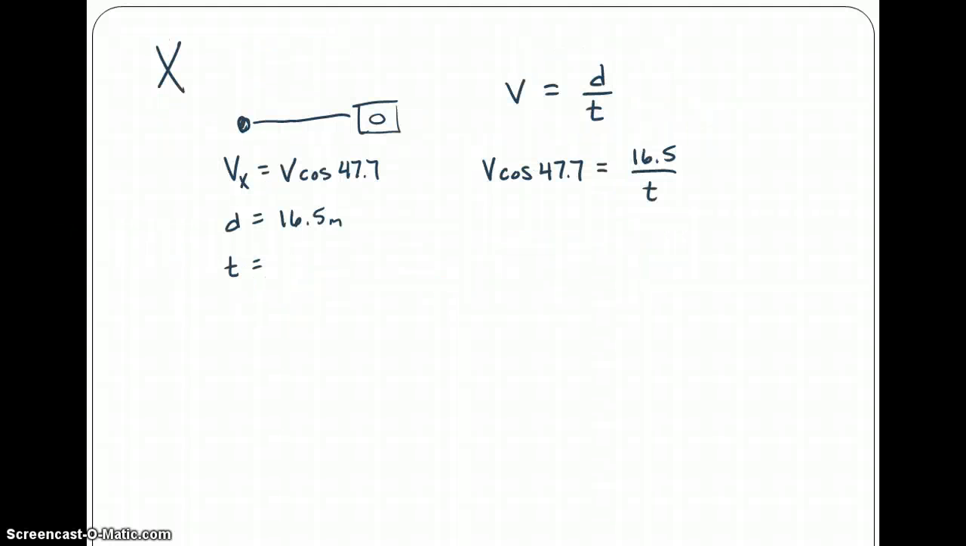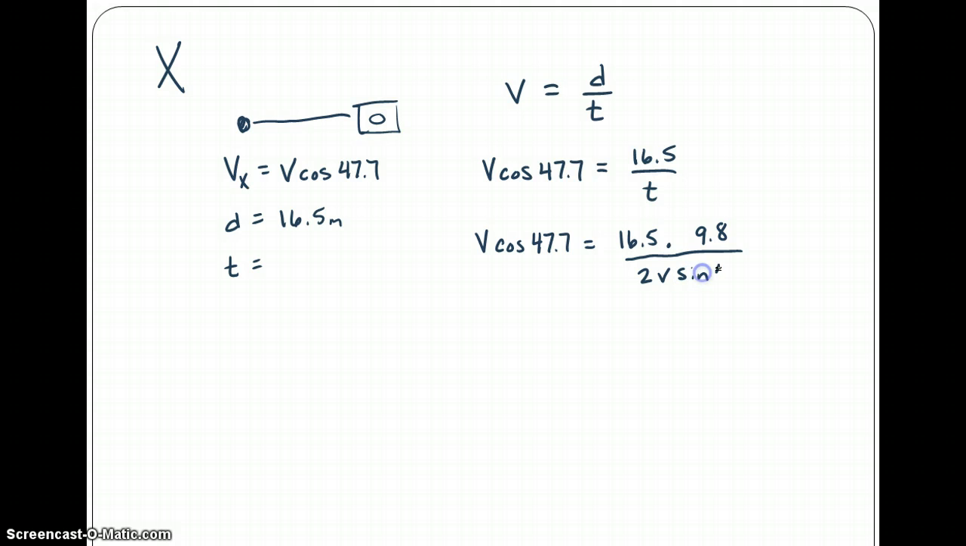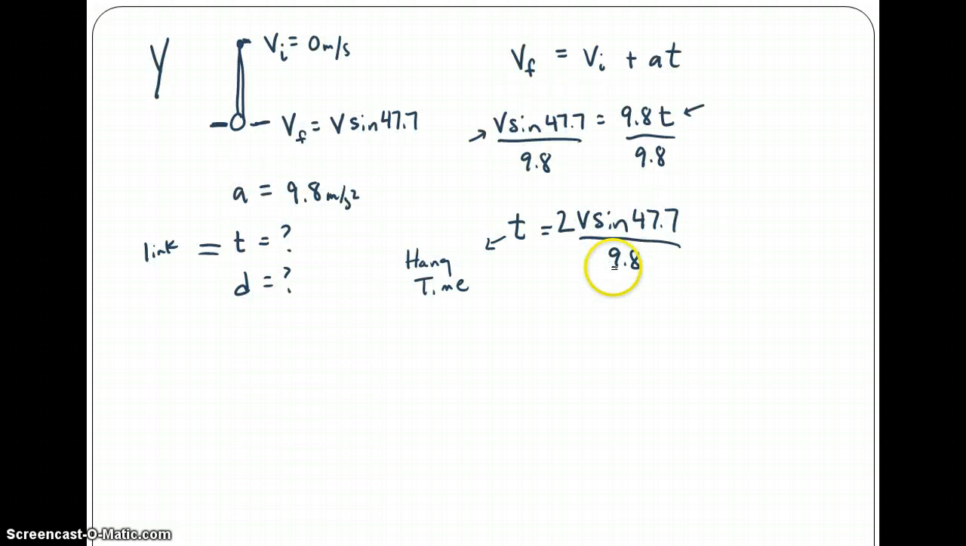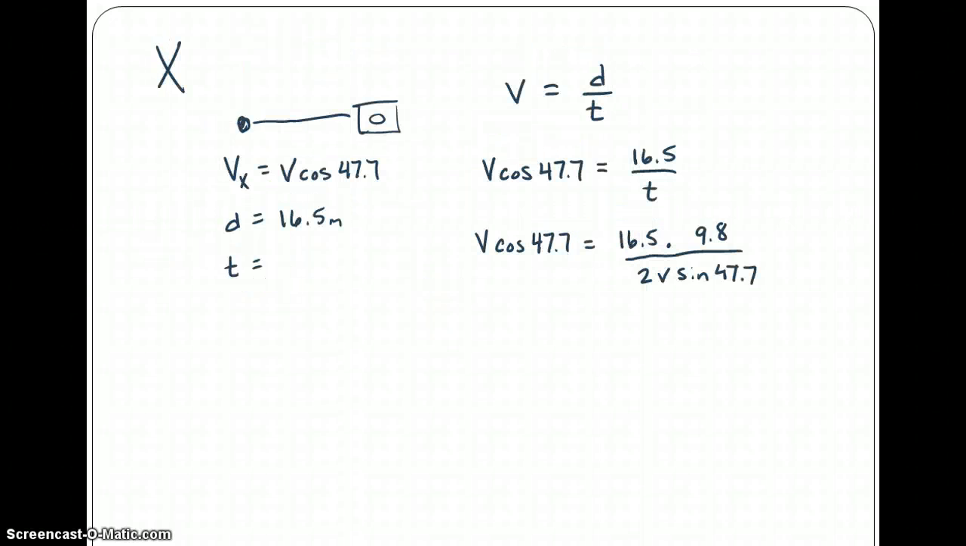Okay? So in other words, my V cosine 47.7 is equal to 16.5 times my reciprocal, 9.8 over 2V sine 47.7. And I'll just double check. That was 9.8 over 2V sine 47.7. So I'm just multiplying by my reciprocal.